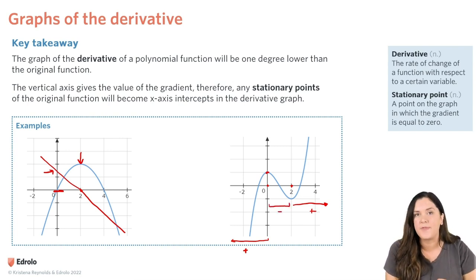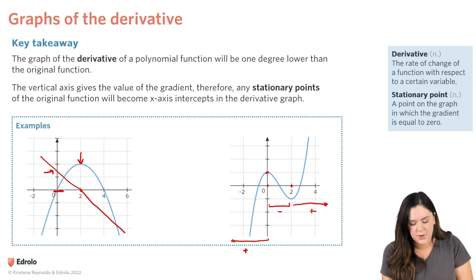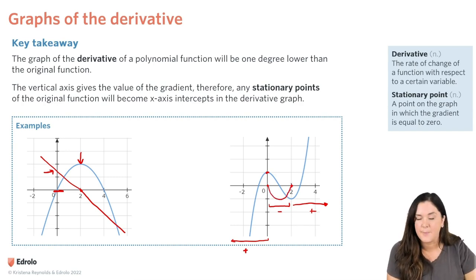So since we started with a cubic, that means the graph of our derivative function is going to be a quadratic. The first thing I like to do is join in where the gradient is negative to form part of my parabola, so between 0 and 2 here. And then since the rest of the graph has positive gradient, I'm just going to extend that upwards so that I have my parabola shape.